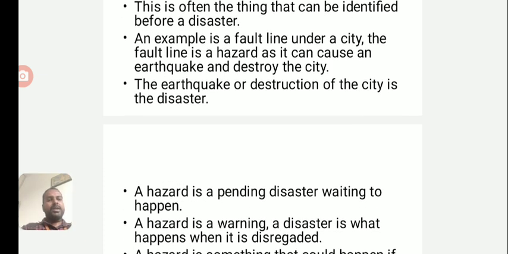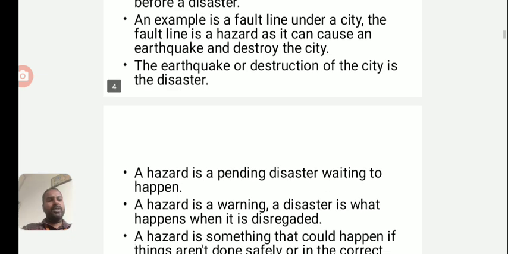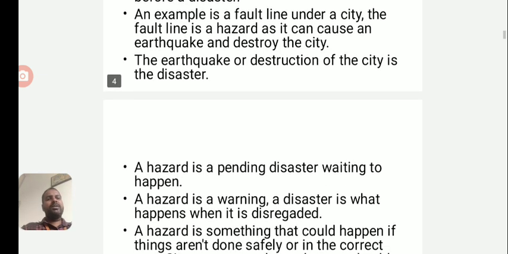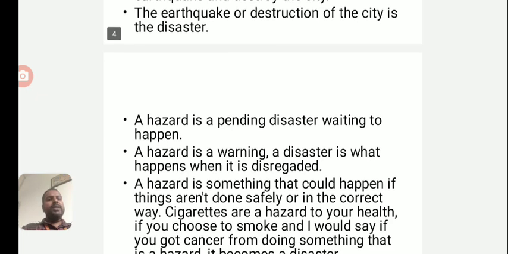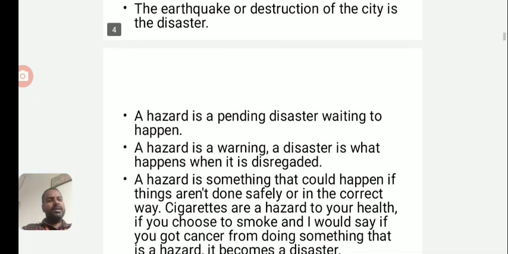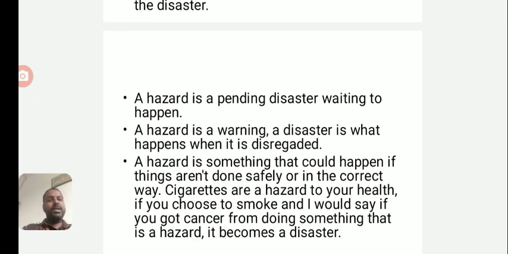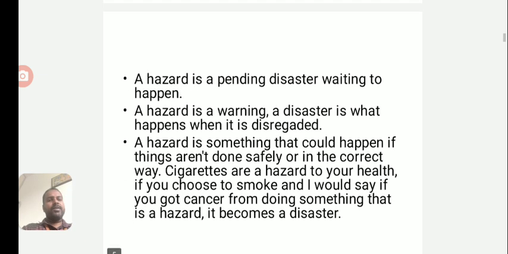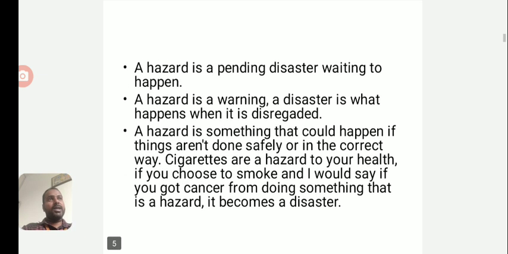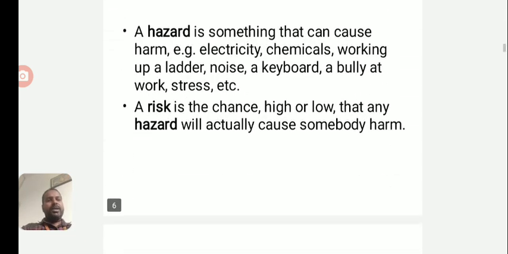Due to that earthquake, the road conditions and building quality will be reduced. Due to this, a lot of accidents will happen. That is called a major disaster. A hazard is a pending disaster waiting to happen. The hazard is the warning, the disaster is what happens.